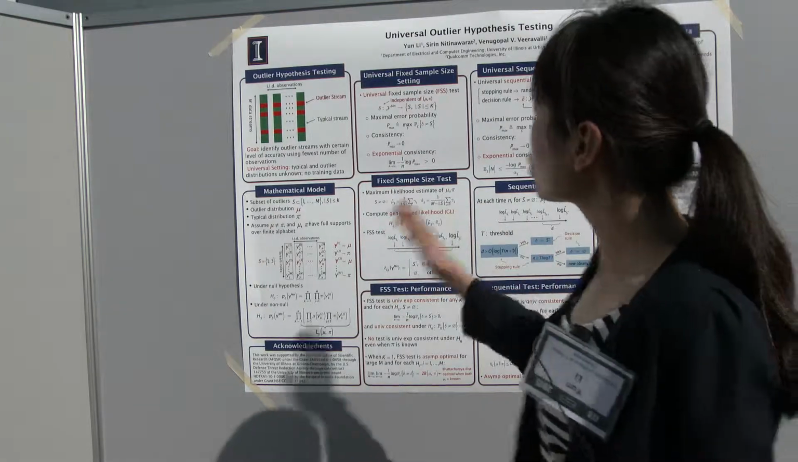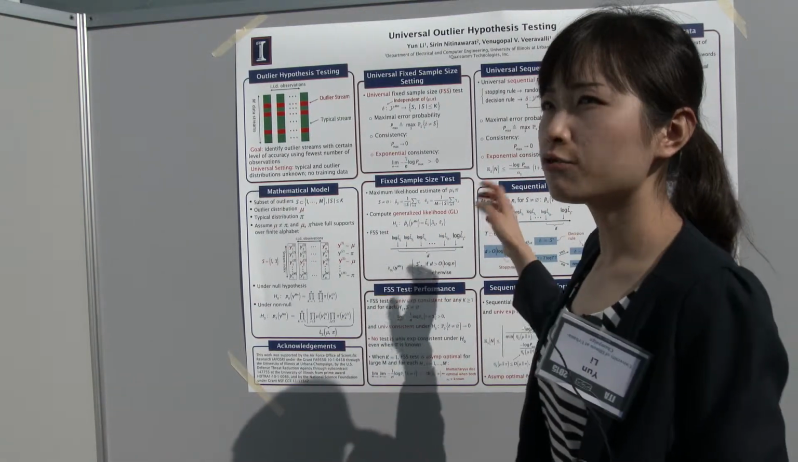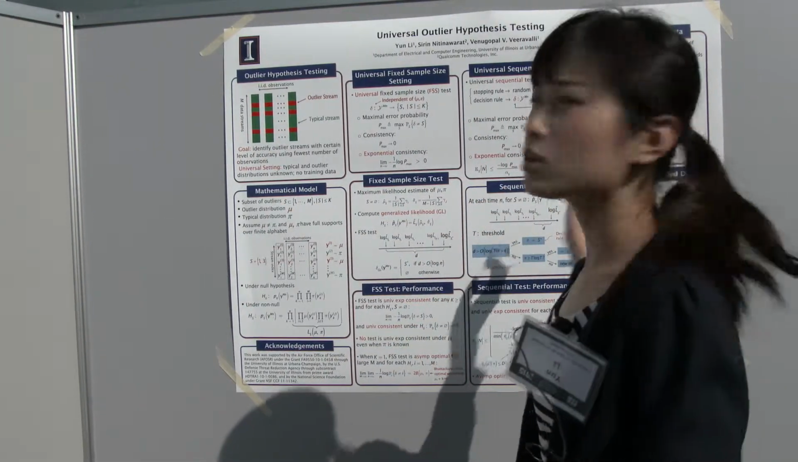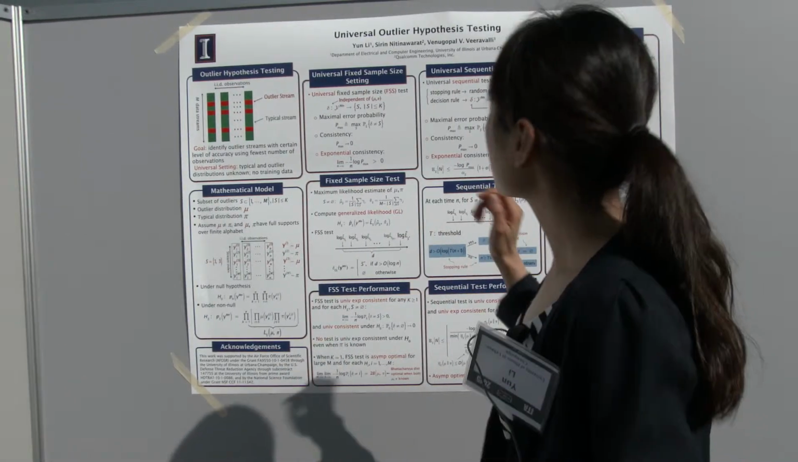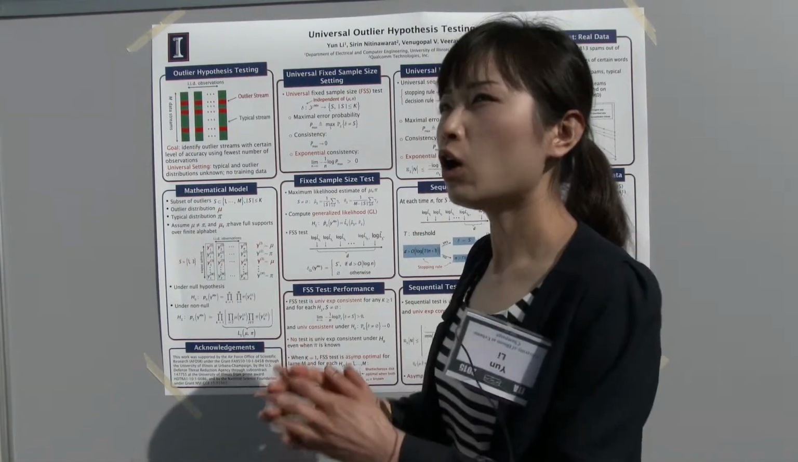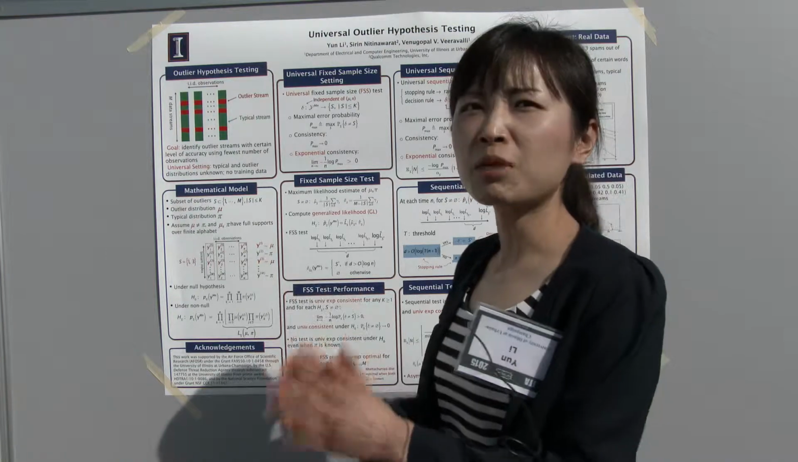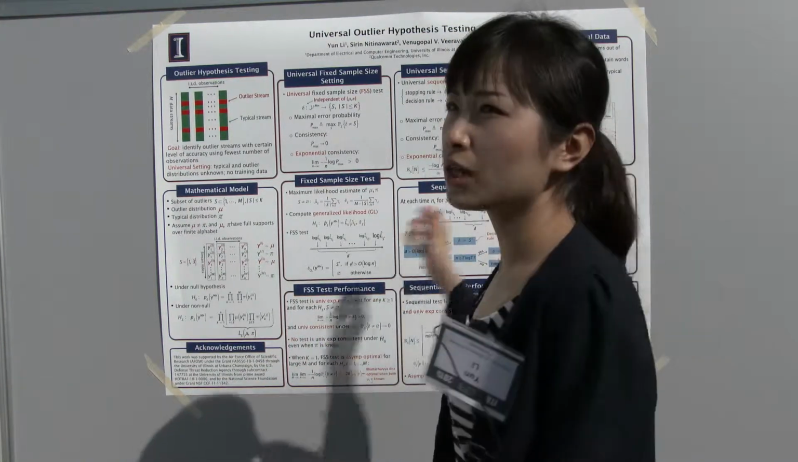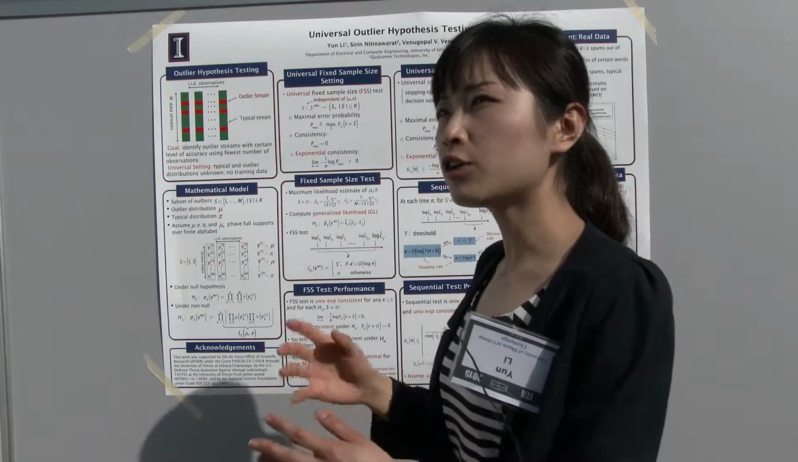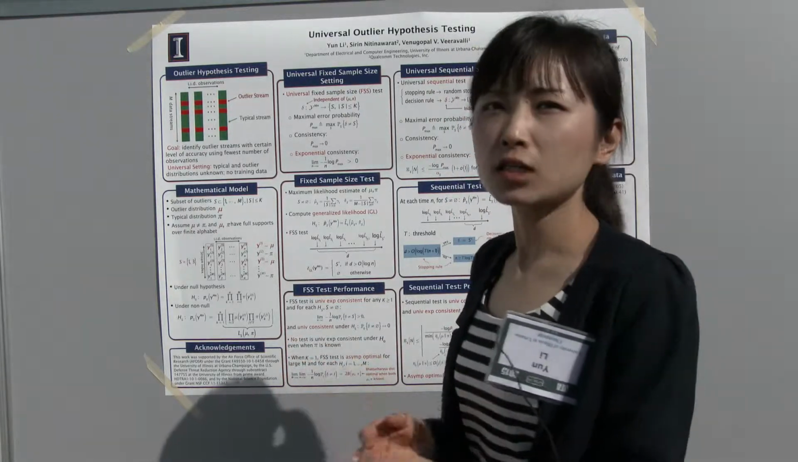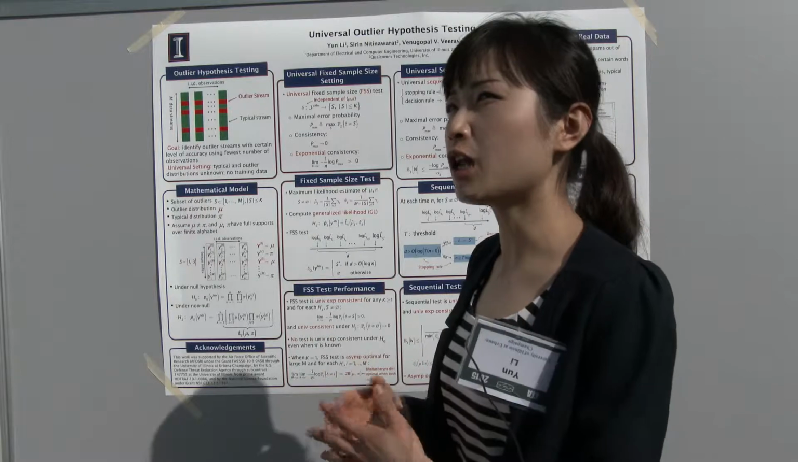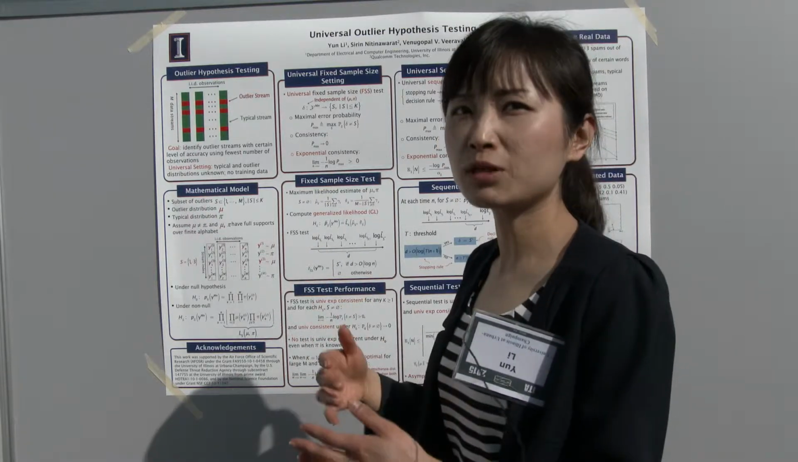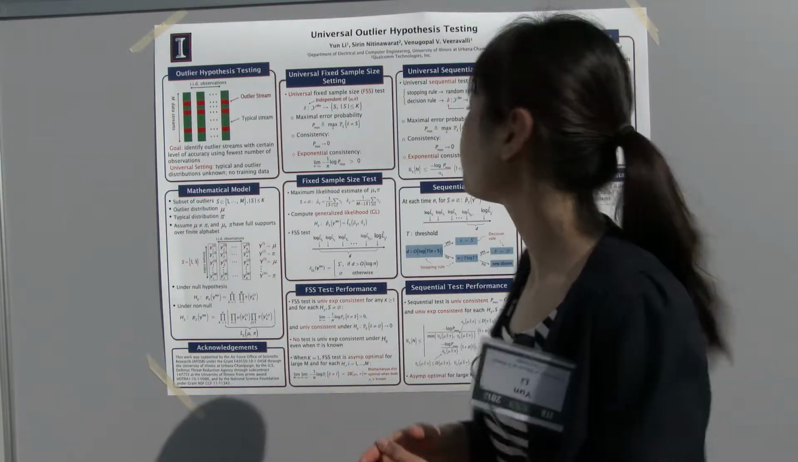We consider two different settings: the fixed sample size setting, and the sequential setting. For the fixed sample size setting, we always take, say, n observations before we stop and make a decision. But for the sequential setting, we have the freedom to either stop and make a decision, or if we're not confident enough, take more and more observations until we're satisfied.